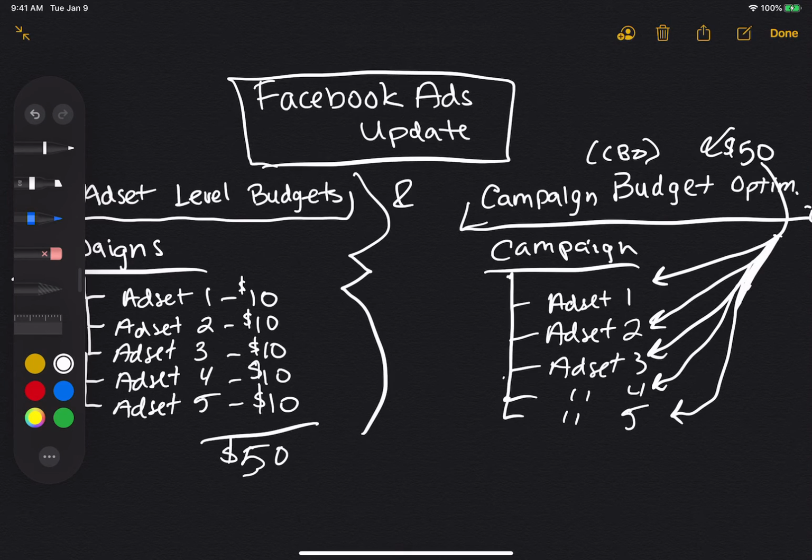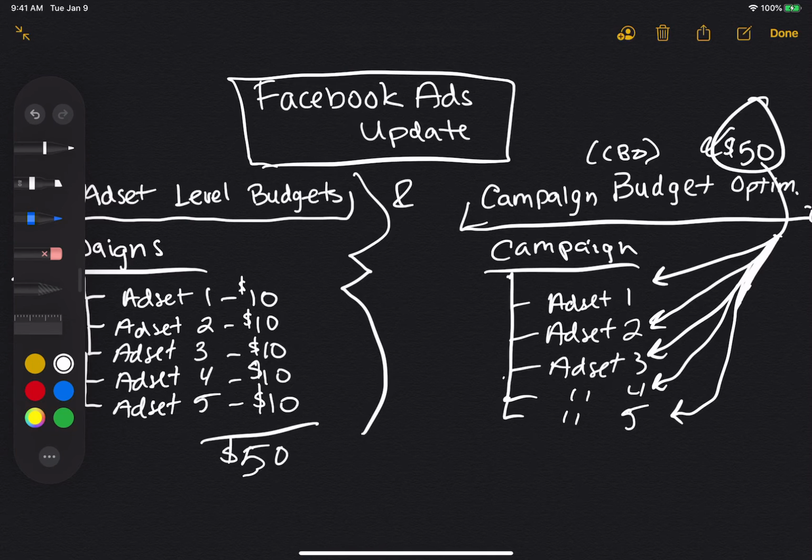So if you're optimized for purchases, it's going to allow this $50 to be split among these in a way where it'll do the best for you. Now, the issue with this is if you have a low budget, Facebook doesn't really know yet. It's not optimized, and campaign budget optimization doesn't really work well with low budgets. You kind of need to start out with a high budget.